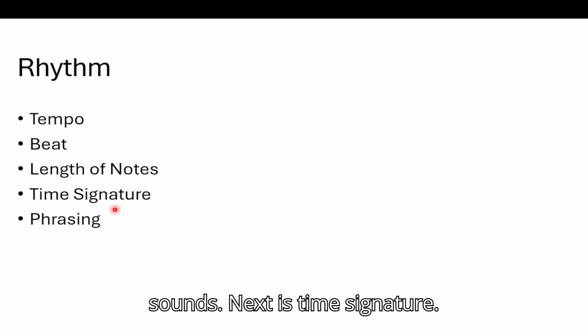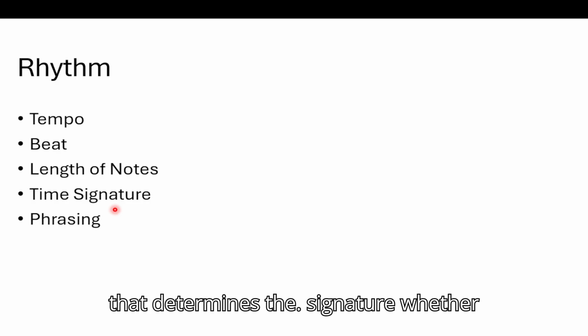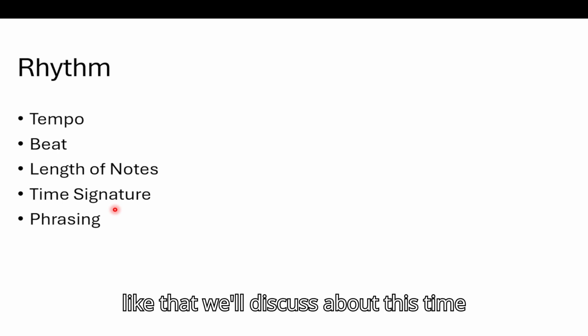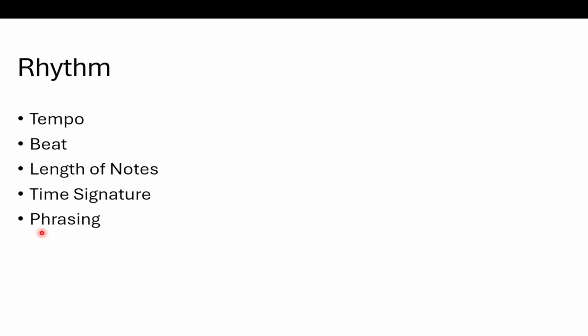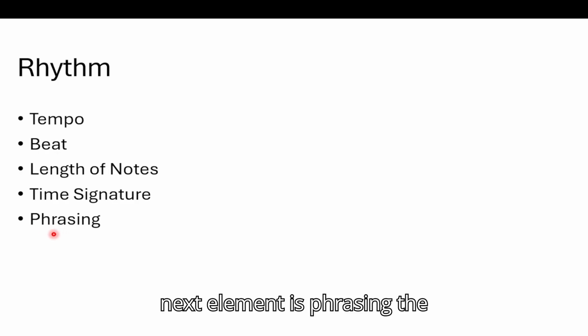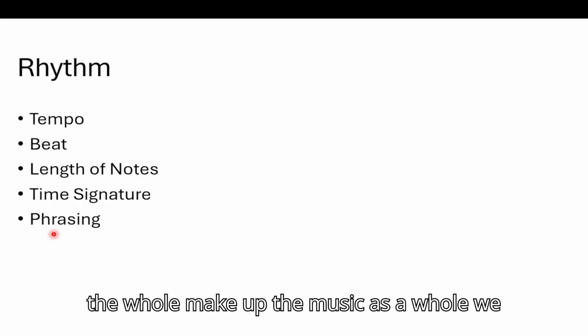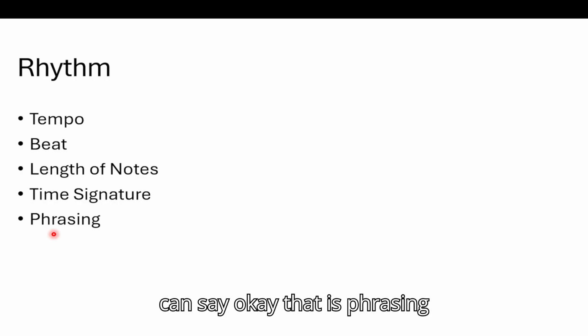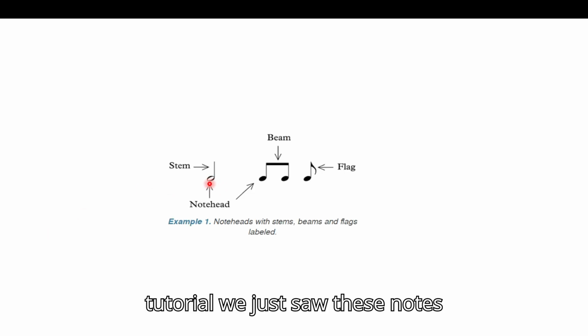Next is time signature. A time signature is basically two numbers at the beginning of the music that determine the signature, whether it's 3 by 4, 2 by 4, something like that. We'll discuss this time signature in detail once we perform our first song. Next element is phrasing, the shorter sections that combine to make up the music as a whole. That is phrasing.